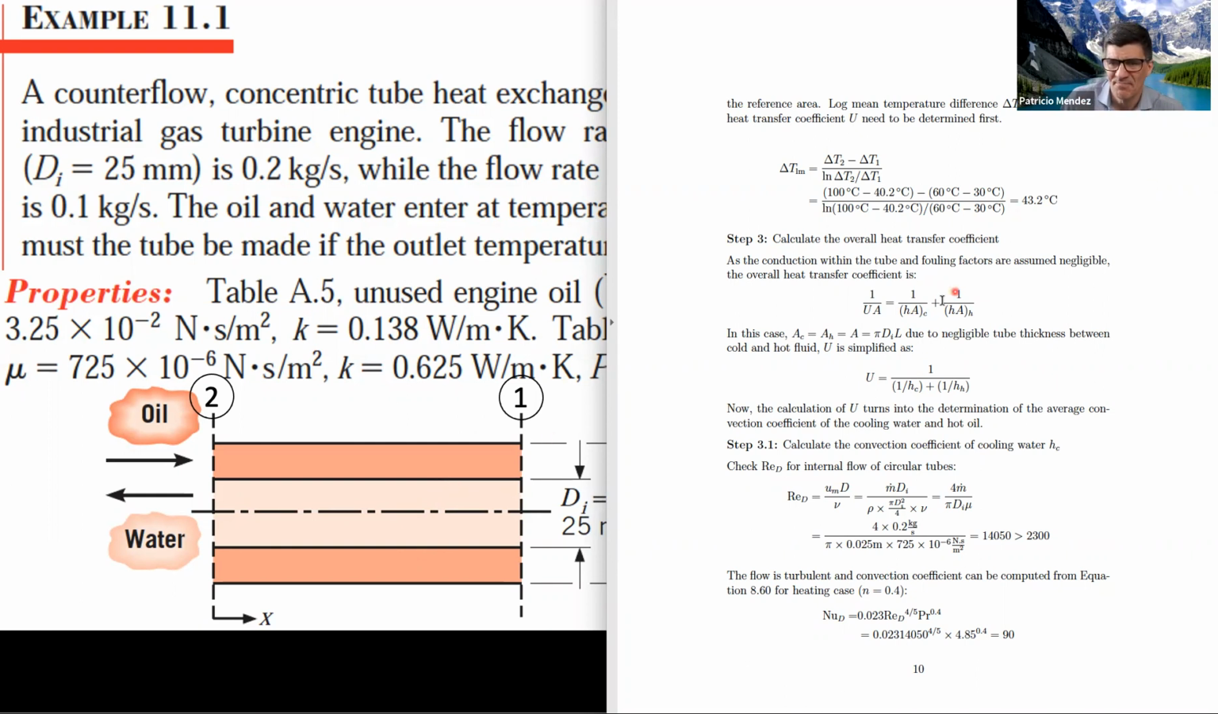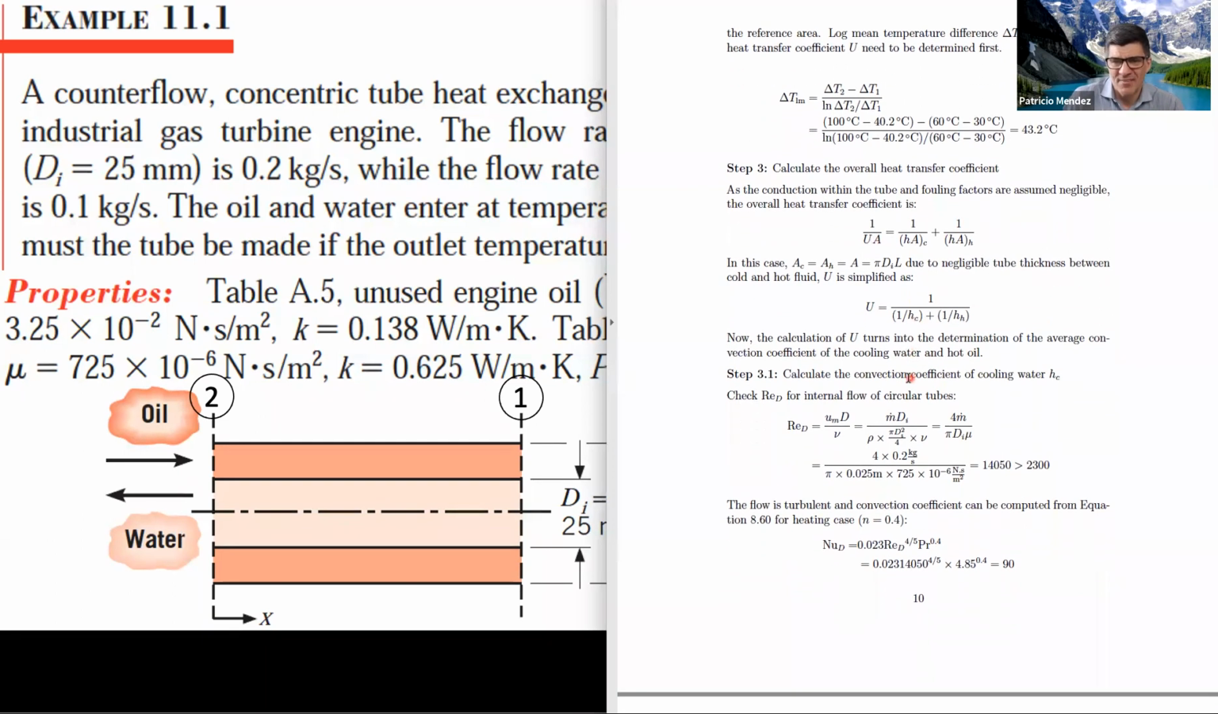So in this case, the overall heat transfer coefficient, 1 over U is what we care about. 1 over UA is 1 over hA on the cold side plus 1 over hA on the hot side. So here we have an expression, but we need to know what the convection coefficient for the cold side is and what the convection coefficient for the hot side is.